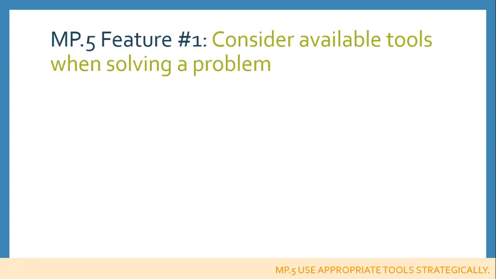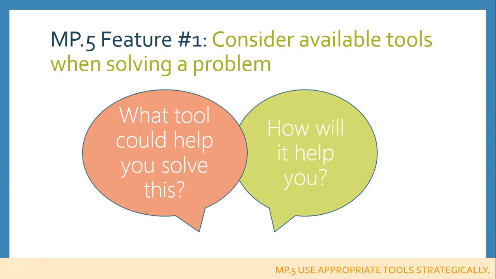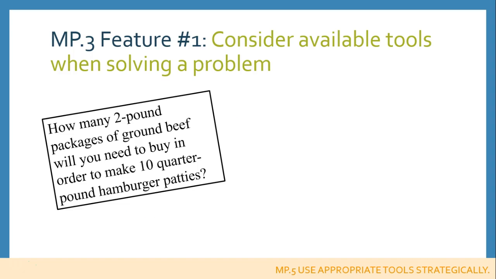To encourage learners to consider available tools when solving a problem, you could ask them, "What tool could help you solve this? How will it help you?" For example, how many 2-pound packages of ground beef will you need to buy in order to make 10 quarter-pound hamburger patties? At a lower level, when asked to solve this word problem, some students will reach for a calculator, others will want to do a sketch or do computation with pencil and paper, while others will use the quarter circle manipulatives that are provided at their table.